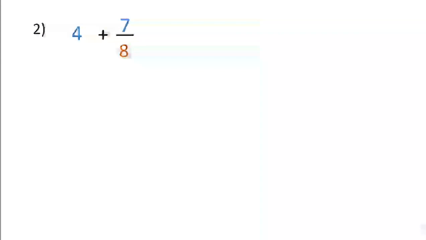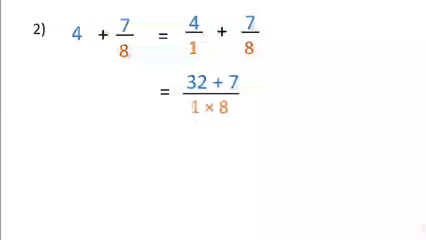Next, 4 plus 7 by 8. Same as before, instead of 4 we can write 4 by 1 plus 7 by 8. 8 into 4, 32, plus 1 into 7, 7, by 1 into 8. 32 plus 7, 39 by 8. No common number between these, so the answer is 39 by 8.